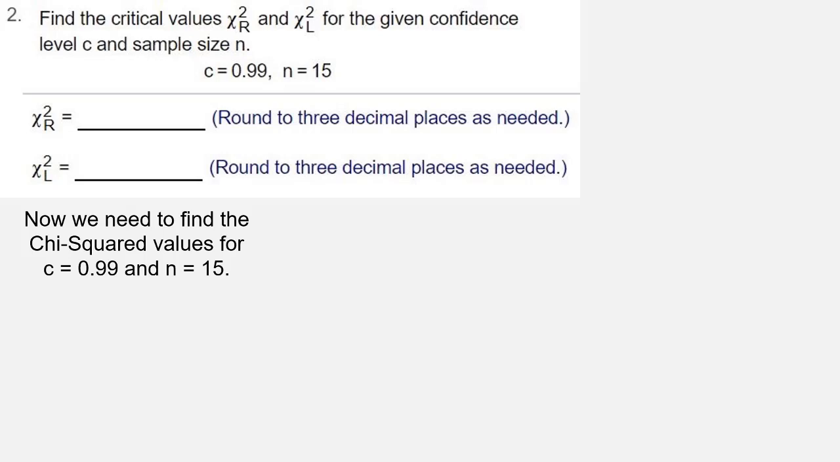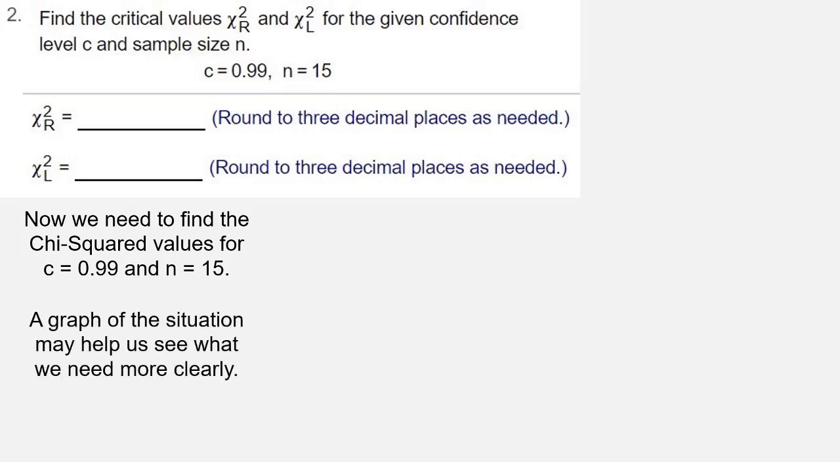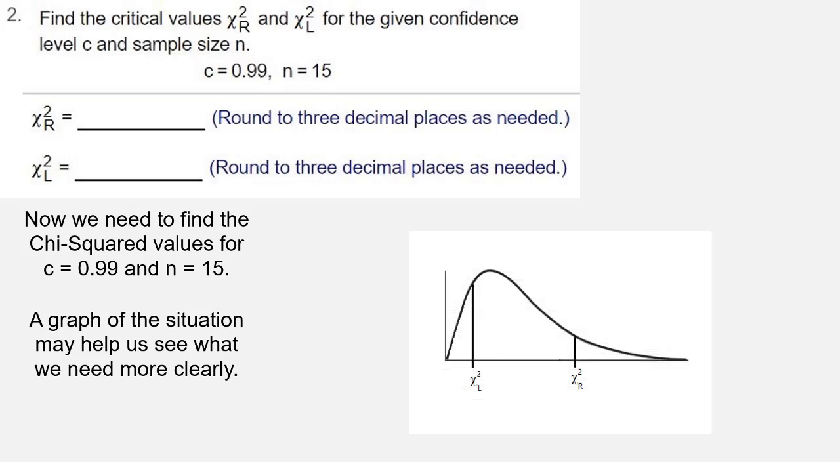Drawing a graph of the situation might help clear things up. So we'll draw the chi-square distribution, which is a non-symmetric distribution, and we'll position our chi-square L and chi-square R values in such a way that the level of confidence, 0.99, is trapped between them, and that the area in the two tails is equivalent to one another. So we put 0.99 between these two chi-square values.